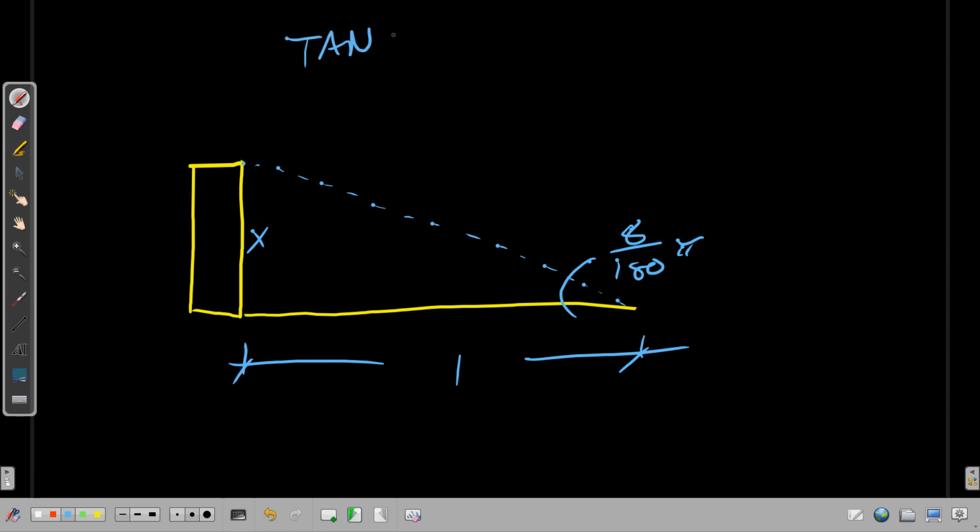Well then, tangent of 8 over 180, let's simplify 8 over 180. That's 2/45. So the tangent of 2/45 pi must be equal to x over 1, which is just x.